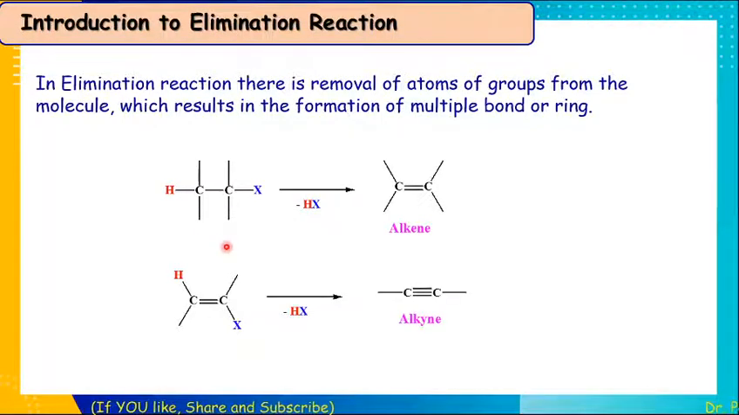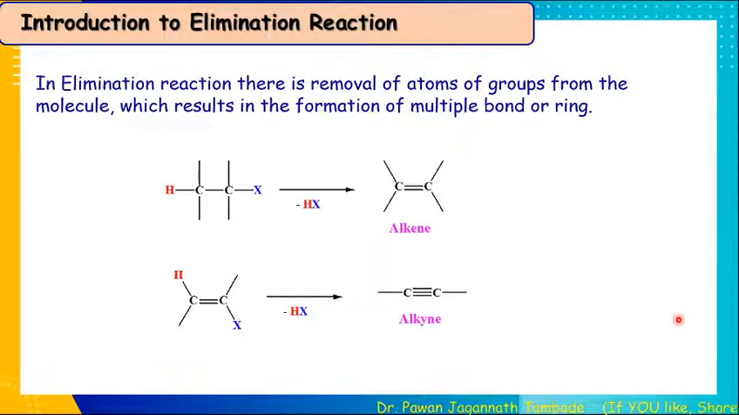If you look at this molecule, you will find that when this molecule is subjected to elimination type of reaction, then this hydrogen and this X are removed from the molecule and there is a formation of carbon-carbon double bond. In the same way, if you look at the second example, here also this hydrogen and X are removed from this alkene molecule and it results in construction of new carbon-carbon double bond. So we will get alkyne, that is carbon-carbon triple bond, as a product in this reaction.